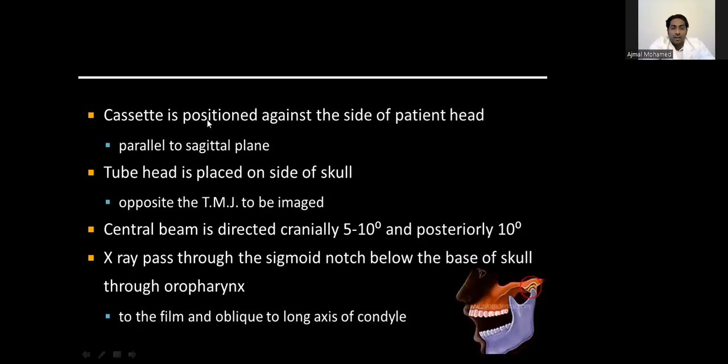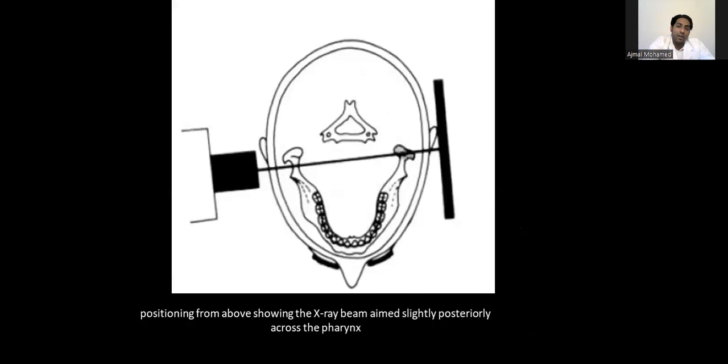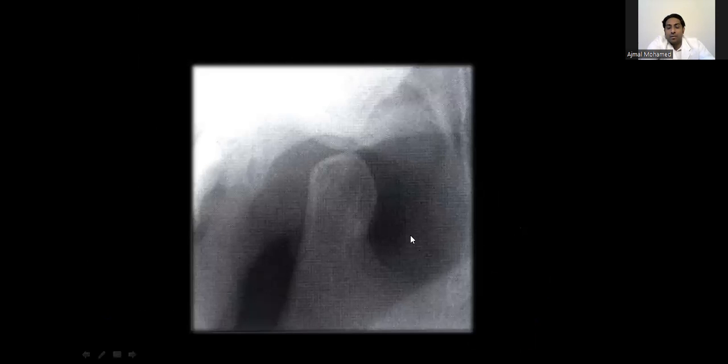So you can see here the cassette is in position against the side of the patient's head, parallel to the sagittal plane. The tube head is placed on the side of the skull, opposite to the TMJ being imaged. The X-ray beam is directed cranially, but it passes through the sigmoid notch, below the base of the skull, through the oropharynx. That's why it is called the transpharyngeal view. One modification of this transpharyngeal view is called the Parma projection. Before that, I'll tell you this is the image obtained after taking the transpharyngeal view.